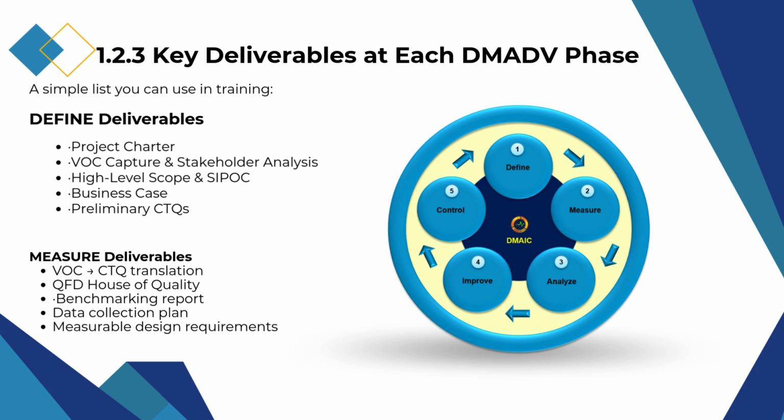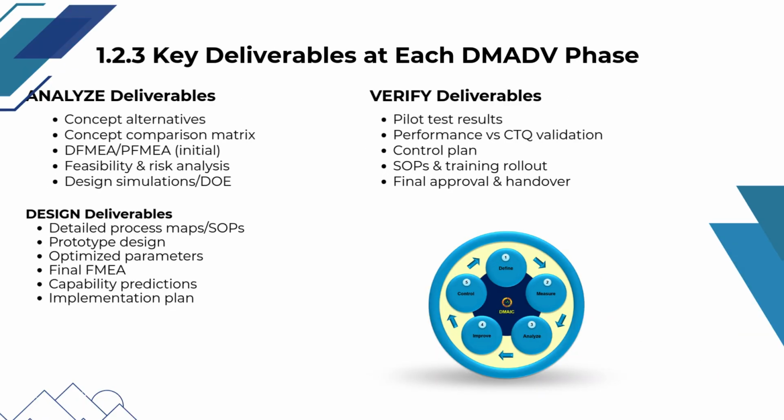In the measure phase, the VOC is translated into CTQs, a QFD or House of Quality is created, benchmarking reports are prepared, data collection plans are established, and measurable design requirements are defined to ensure the project has clear, quantifiable targets. The analyze phase of DMADV deliverables include concept alternatives, a concept comparison matrix, initial DFMEA or PFMEA, feasibility and risk analysis, and design simulations or DOE to select the best design concept.